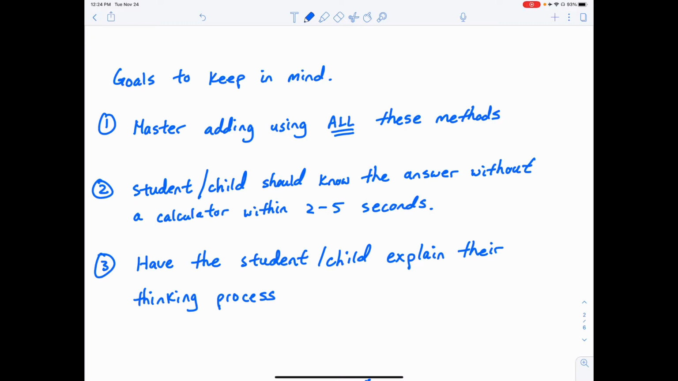And lastly, number three here is something that parents normally overlook. Have the student or child explain their thinking process. This comes in really handy when we're talking about word problems. And you'll see this very often in every type of section.